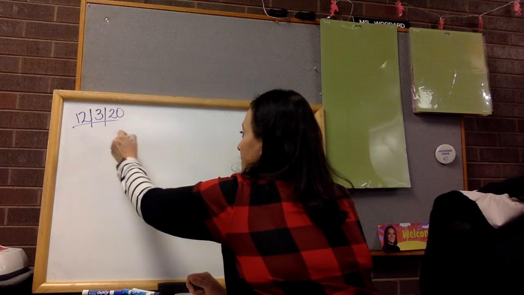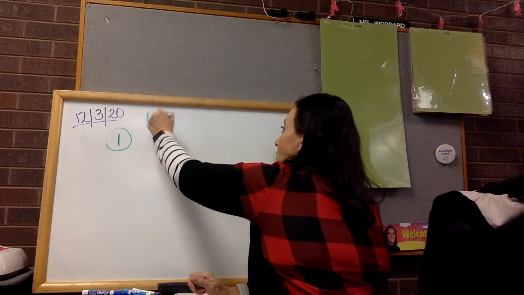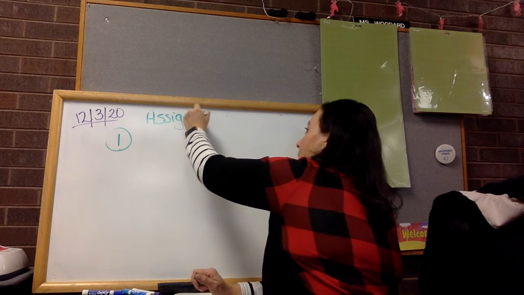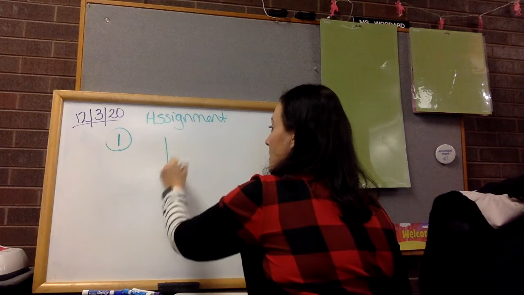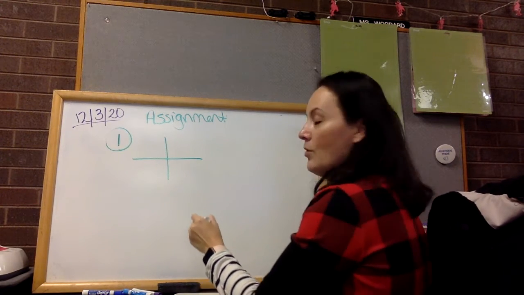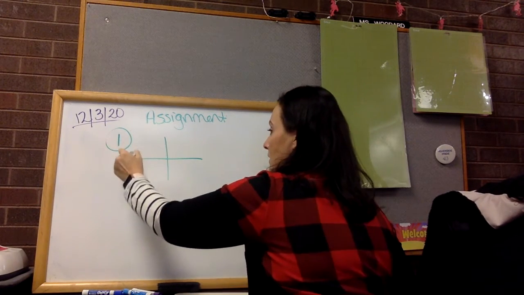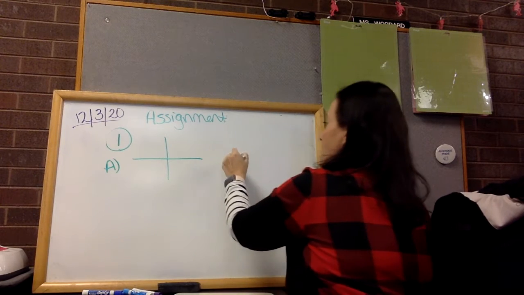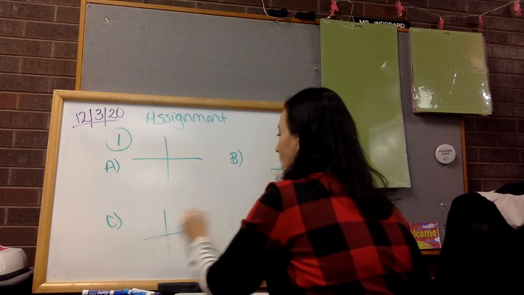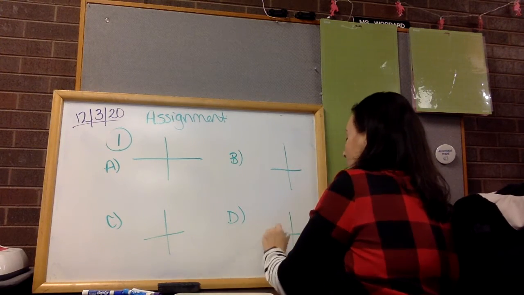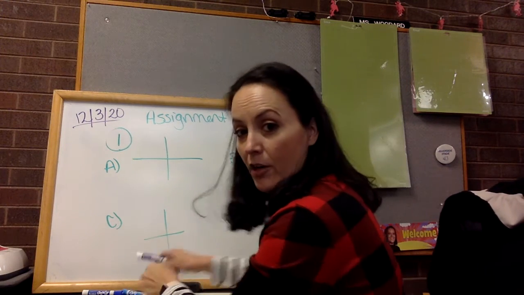So I'm going to do number 1 from your assignment with you really quick. I'm not going to be specific on the graphs here. You've got A, then you have B with an XY axis, a C with an XY axis, and a D with an XY axis.